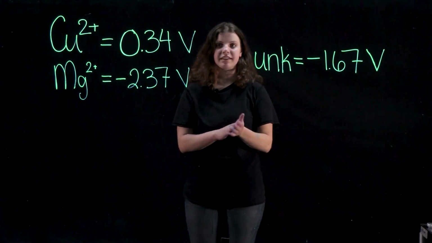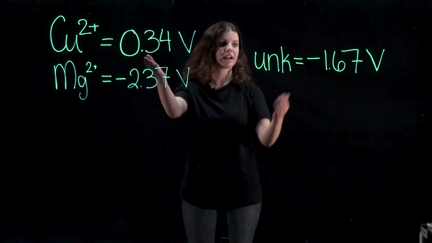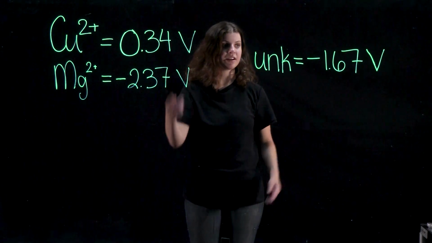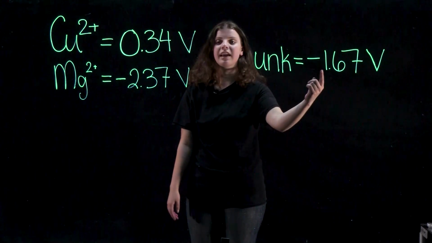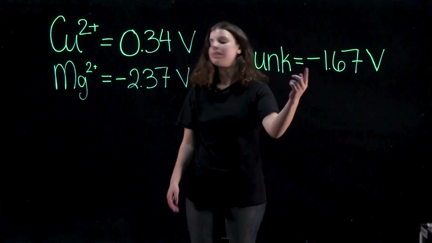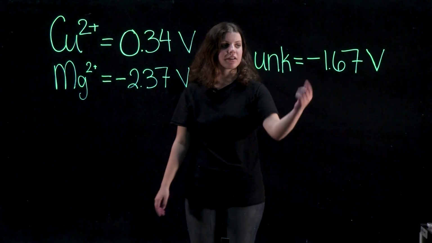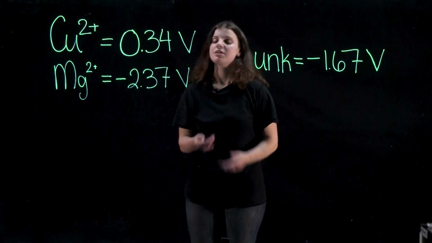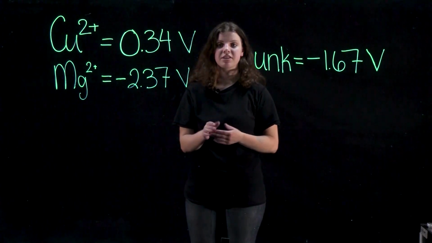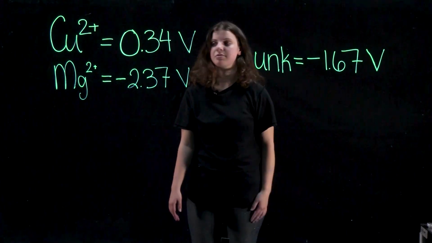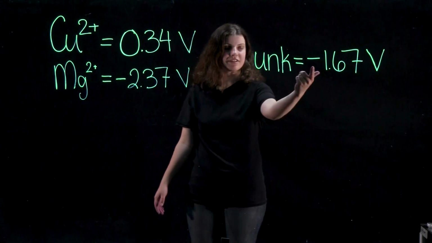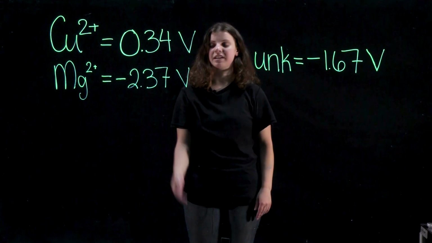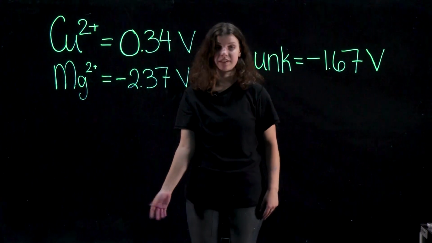So when we're looking at these cells, if we constructed a cell using copper and this unknown metal over here, our copper would act as the cathode, and our unknown would be acting as the anode in this cell. But if we paired our unknown metal with our magnesium, our unknown would be acting as the cathode, and our magnesium would be acting as the anode. So what this tells us is that the standard reduction potential for this unknown is somewhere in between that of copper and magnesium. As you can see, it's negative 1.67, copper is 0.34, and magnesium is negative 2.37.